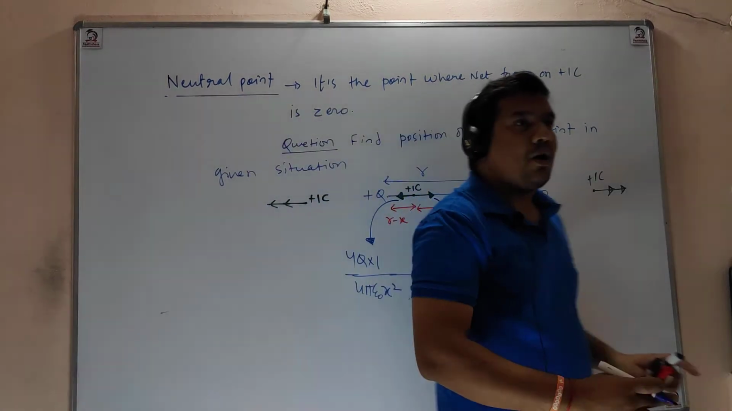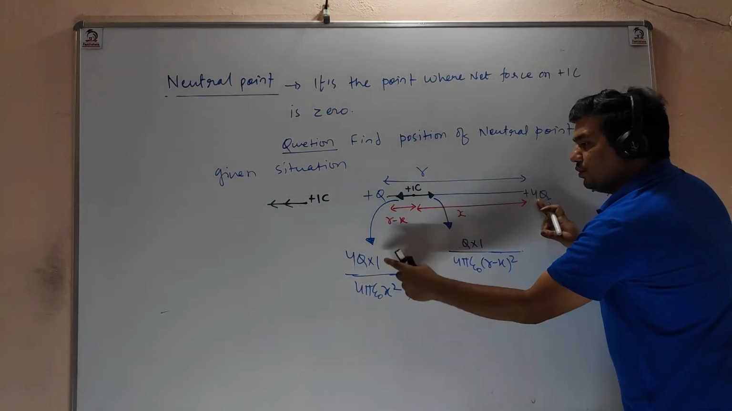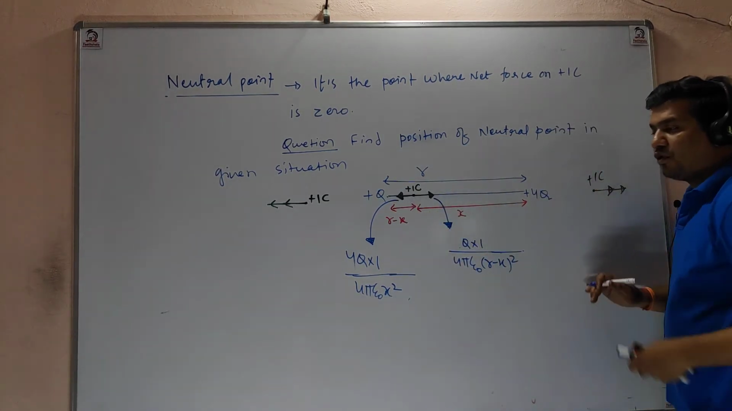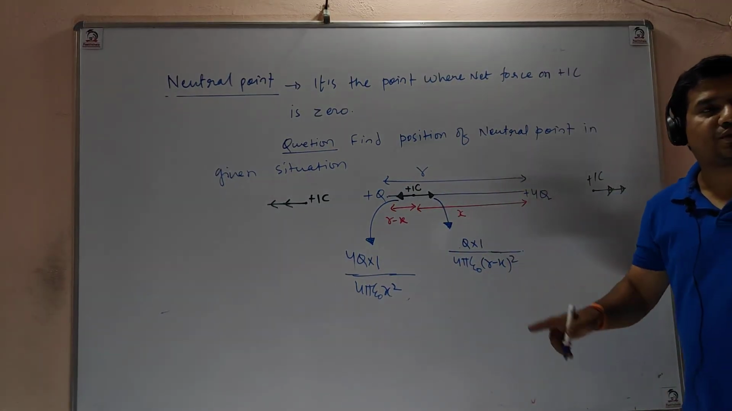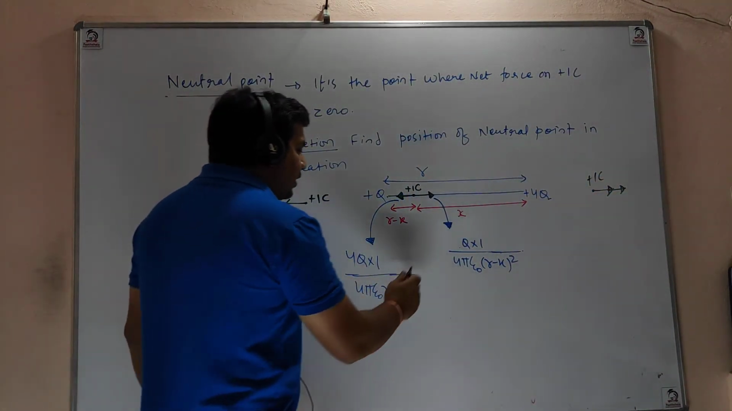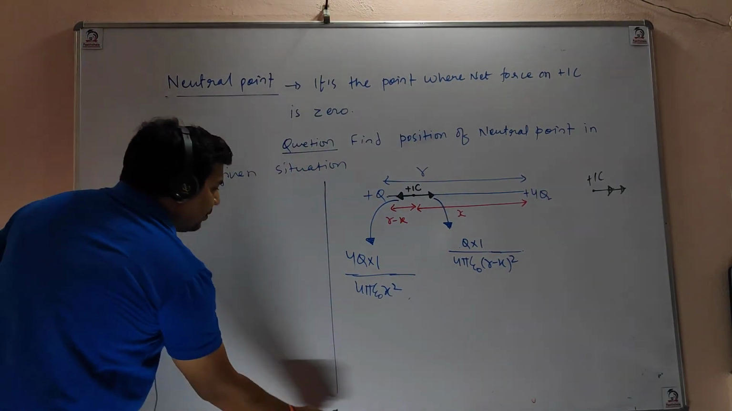Now force on plus 1 coulomb due to 4Q. Q1 into Q2 divided by square of distance. If right hand side force and left hand side forces are equal, the net force on the plus 1 coulomb must be 0. You be careful while writing net force. Okay. Let's equate these two forces so that net force on plus 1 coulomb will become 0.